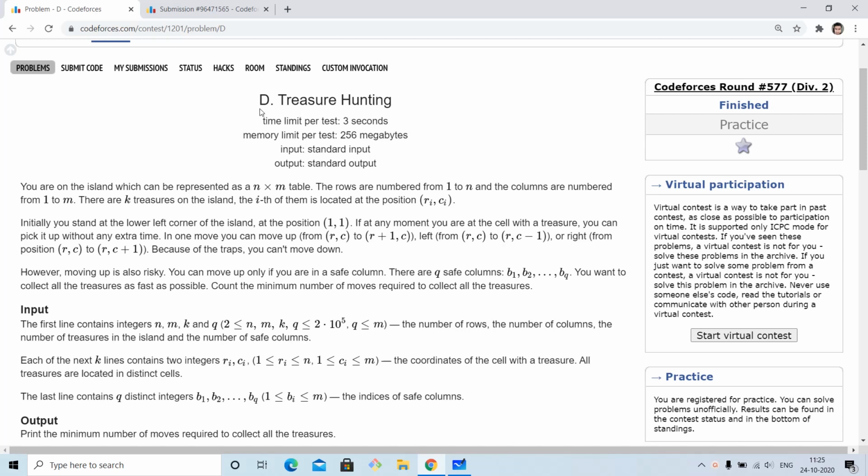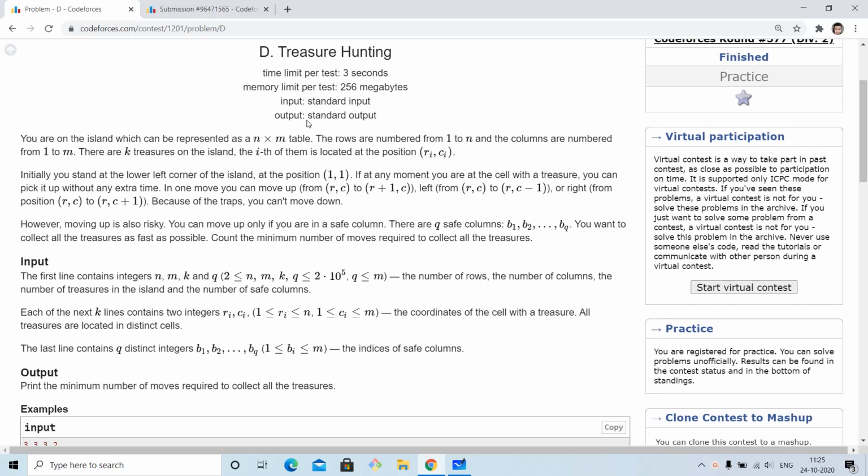Hello everyone, in this video we're going to discuss this problem, Treasure Hunting, from Codeforces Round 577 Div 2. The problem is that we are given an island which can be represented as an n cross m table. The rows are numbered from 1 to n and the columns are numbered from 1 to m, and then there are k treasures on the island. The ith of them is located at position ri comma ci.